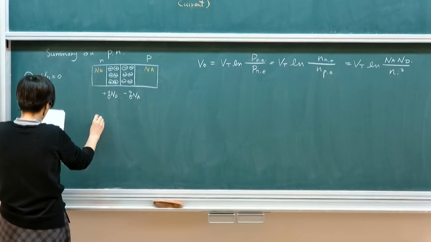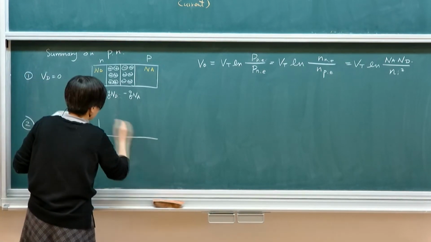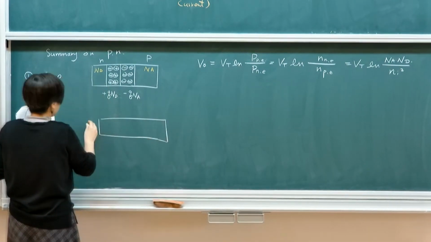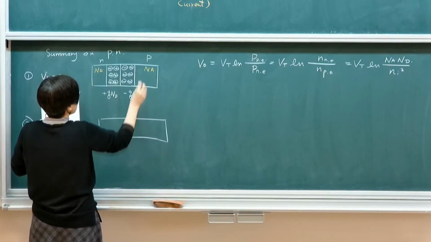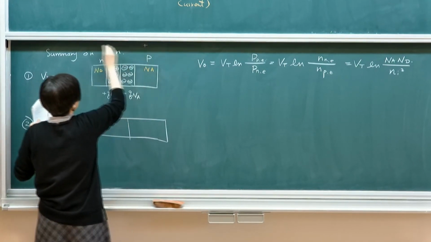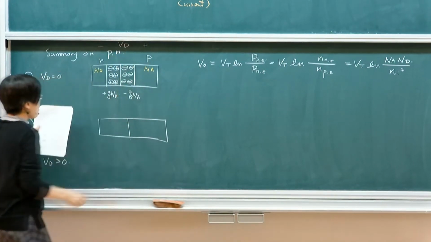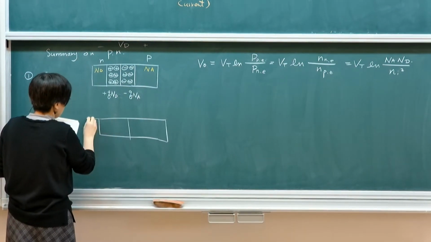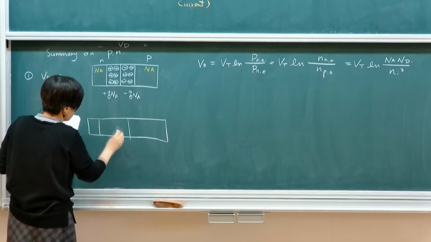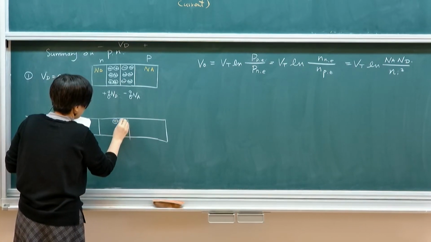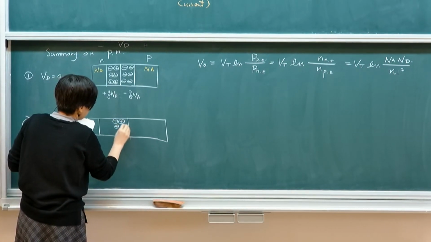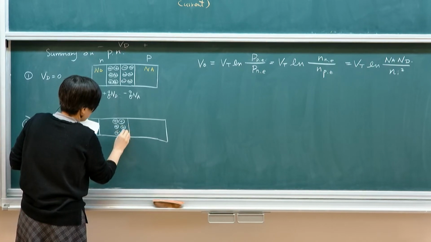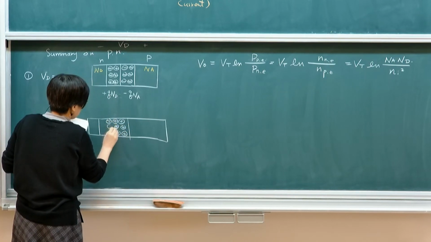So when we're applying a reverse bias, if we're defining the voltage here, this is VA, VD. If I'm applying a reverse bias, what happens is that you experience a widening of the depletion region. So you actually see this.